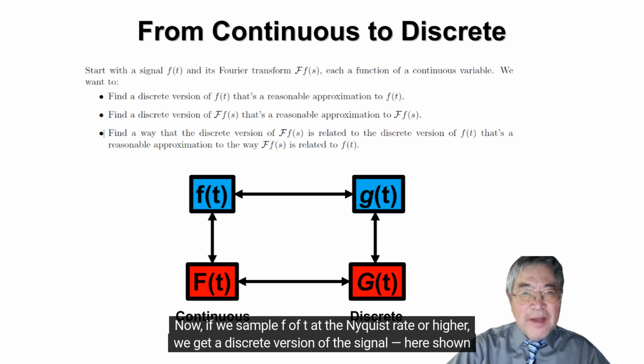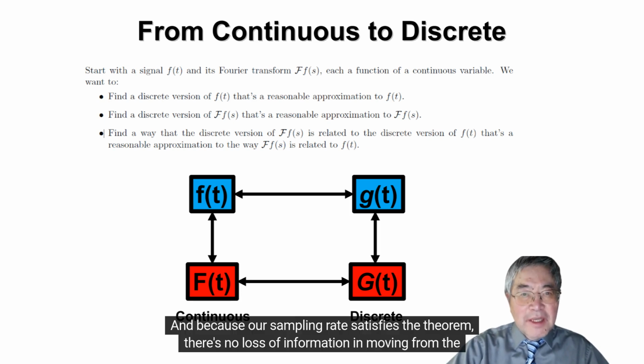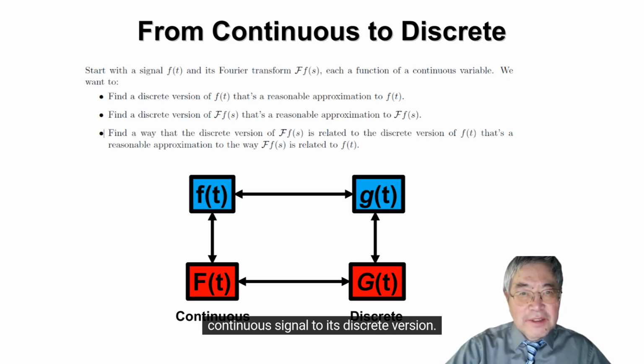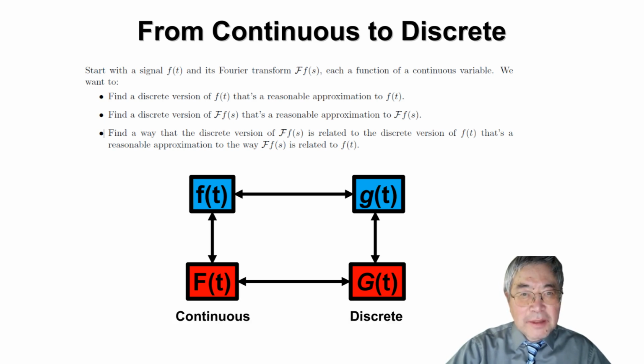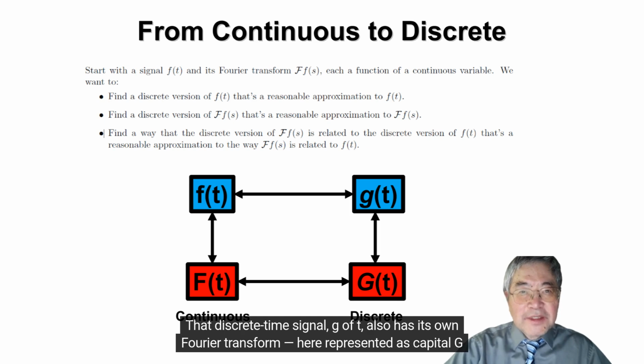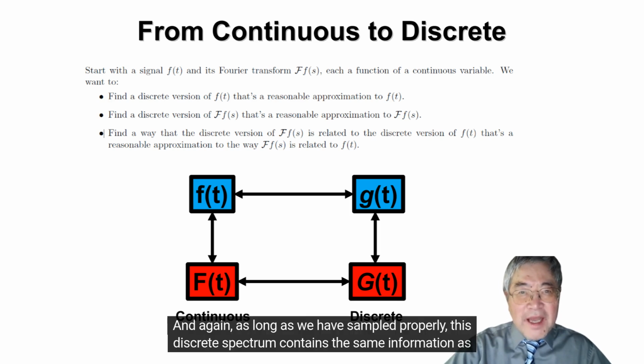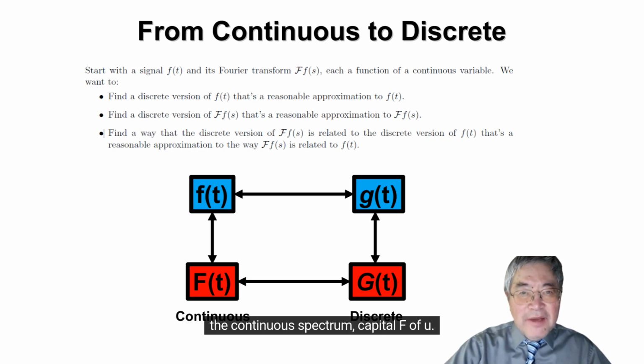Now, if we sample f of t at the Nyquist rate or higher, we get a discrete version of the signal, here shown as g of t. And because our sampling rate satisfies the theorem, there's no loss of information in moving from the continuous signal to its discrete version. That discrete time signal, g of t, also has its own Fourier transform, here represented as capital G of u. And again, as long as we have sampled properly, this discrete spectrum contains the same information as the continuous spectrum, capital F of u.